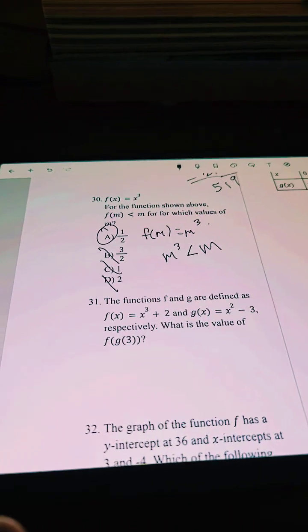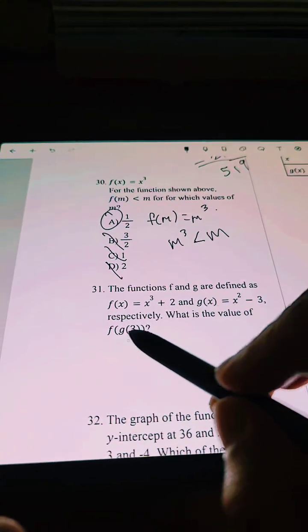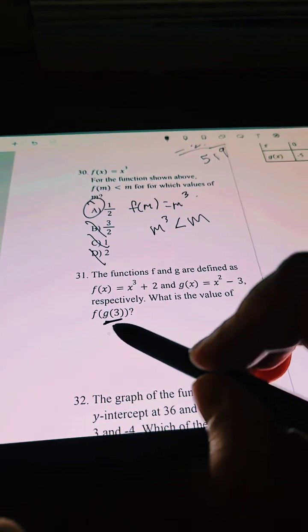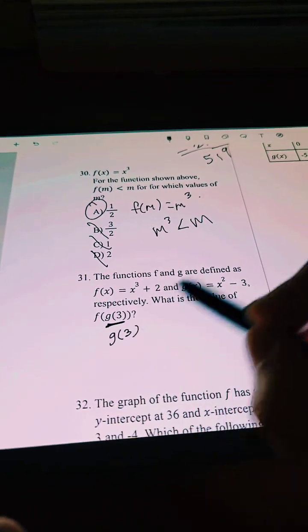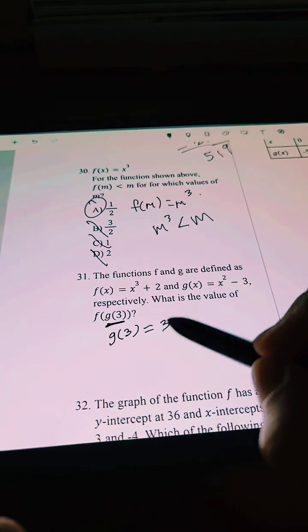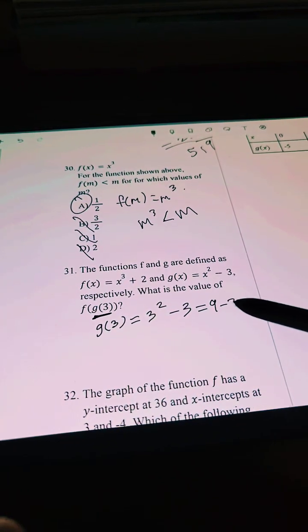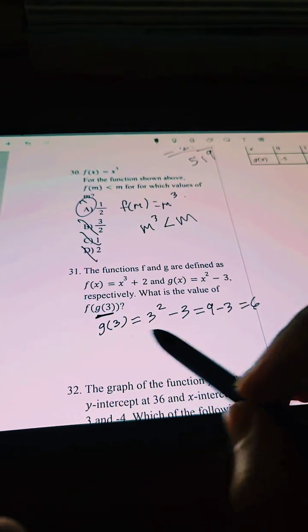So let's go to number 31, the functions. What is the value of f of g of 3? We're going to start by finding out what g of 3 is. So let's do that. We're going to plug in a 3 for x everywhere we see x in this function, and we're going to say 3 squared minus 3. So 3 squared is 9. 9 minus 3 is equal to 6. So g of 3 is equal to 6.